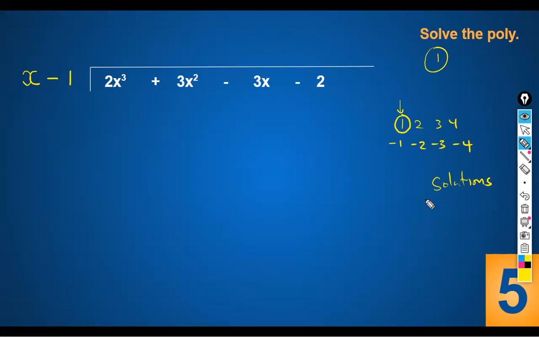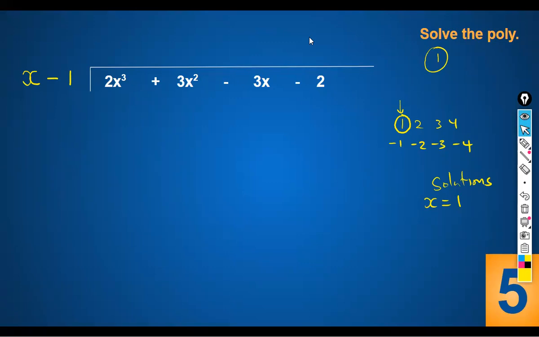So our first solution is x is 1. That was our first guess. Divide this whole thing now by x -1. Since we are sure x -1 is a factor, when you divide it down, you will get 0. If you don't get 0, that means you did something wrong.